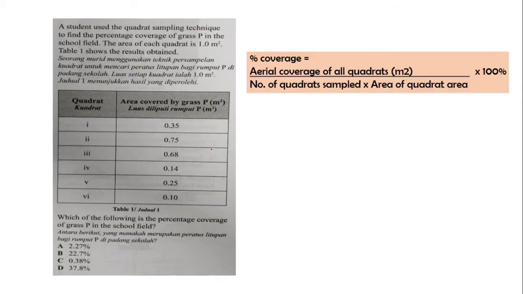So, okay, let's see the first question. Okay, kita tengok contoh yang pertama. Okay, you can use your calculator. Okay, for the first question, this is the data obtained when our students use the quadrat sampling technique to find the percentage covered by the species of grass pea in the school field. The area used is 1 meter square. So here is the result. The question asks for the percentage coverage.